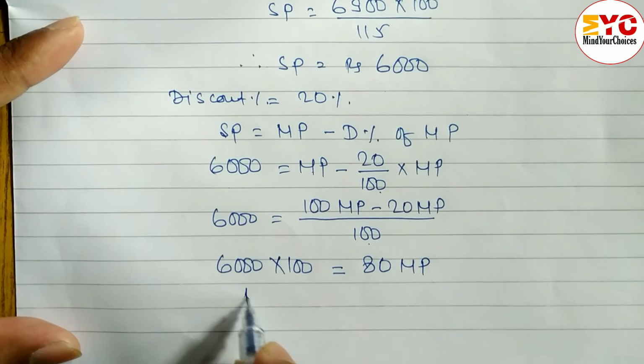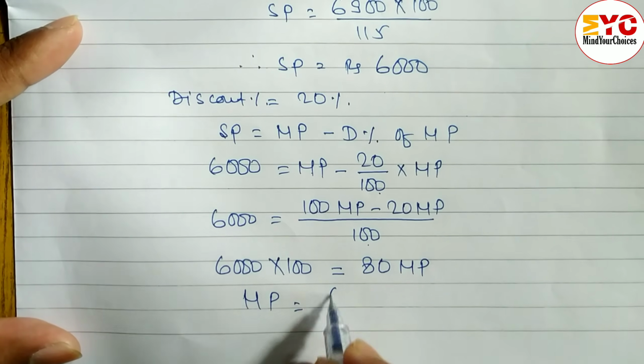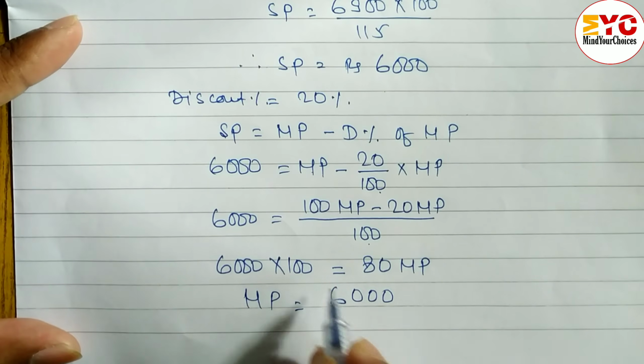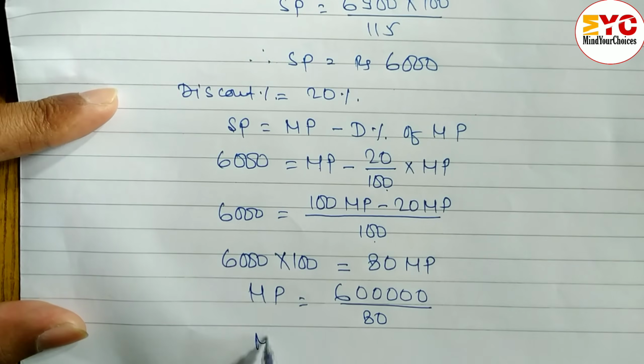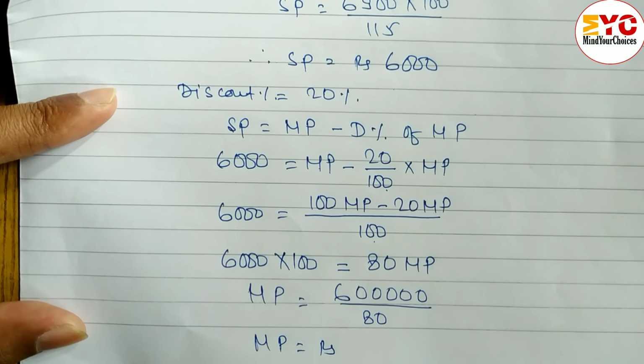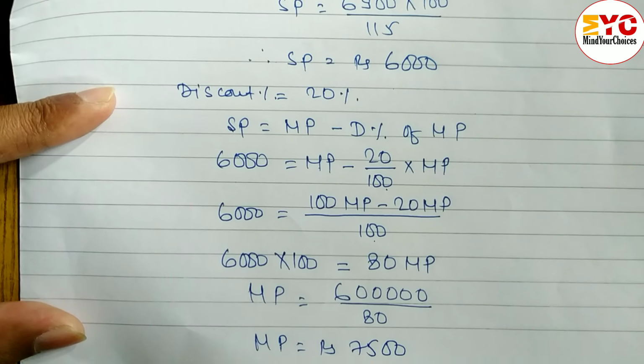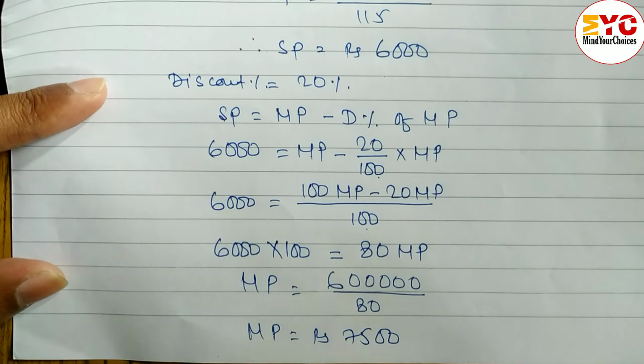So MP is equal to what we get here? First of all we multiply 6,000 by 100, which gives 600,000, divided by 80. So MP is equal to rupees, how much do we get here? How many zeros are there? 600,000 divided by 80 and we get 7,500. So mark price MP is equal to 7,500.